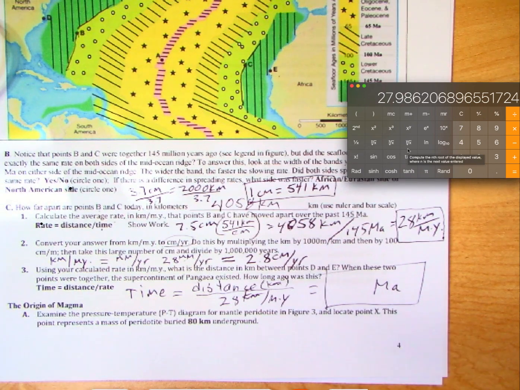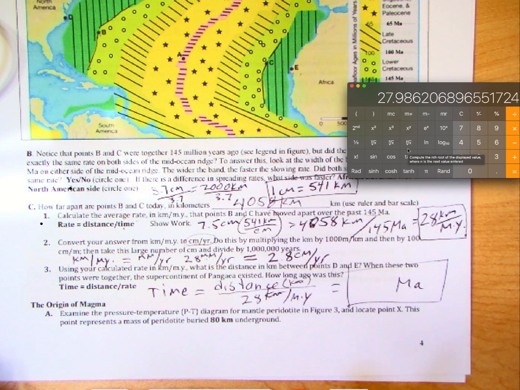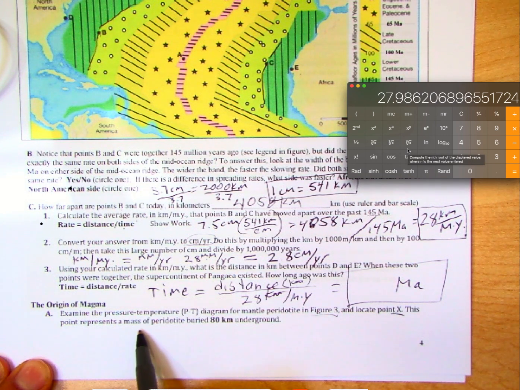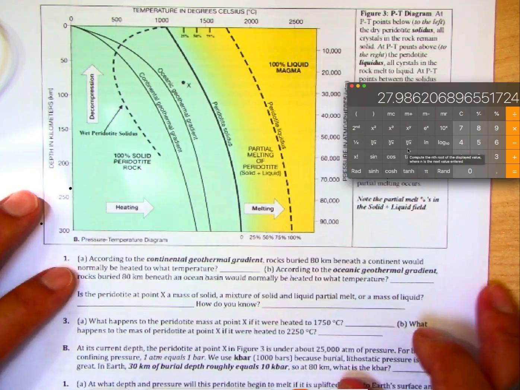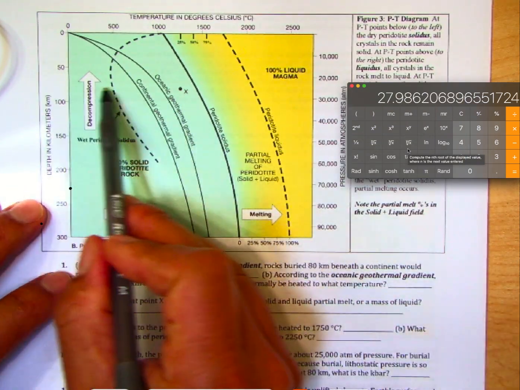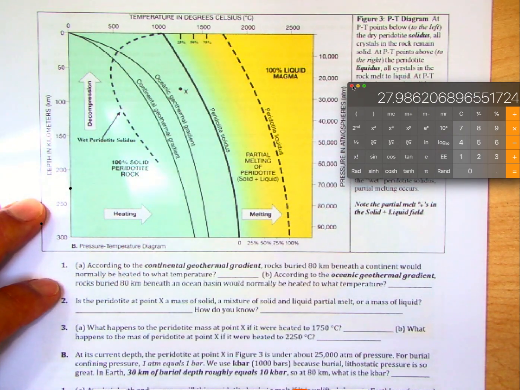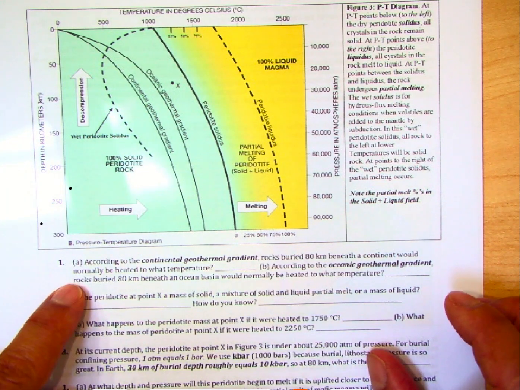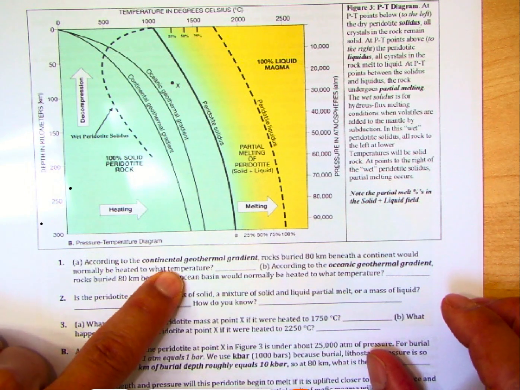All right, so the next part here deals with decompression melting and hydrous flux melting, and it really looks at the next figure on the next page here, but we're going to look at figure 3, and we're going to look at this point X, which represents a mass of peridotite buried to 80 kilometers, right? So there's our point X right there, which is about 80 kilometers. The question they're asking us is, according to this continental geothermal gradient, rocks buried to 80 kilometers beneath would be at what temperatures? Beneath a continent, right?